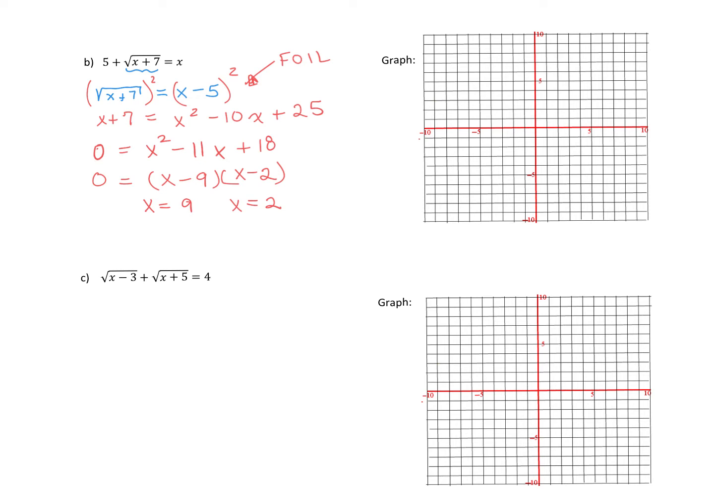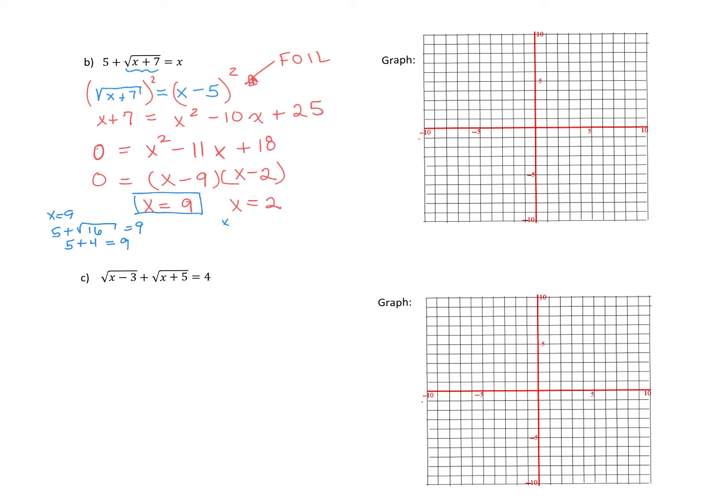So I'm going to check x equals 9. I'll get 5 plus the square root of 16 equals 9. And 5 plus 4 does in fact equal 9. So this is a good solution.